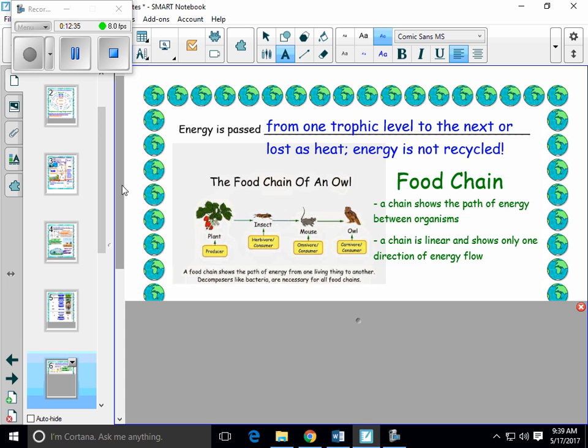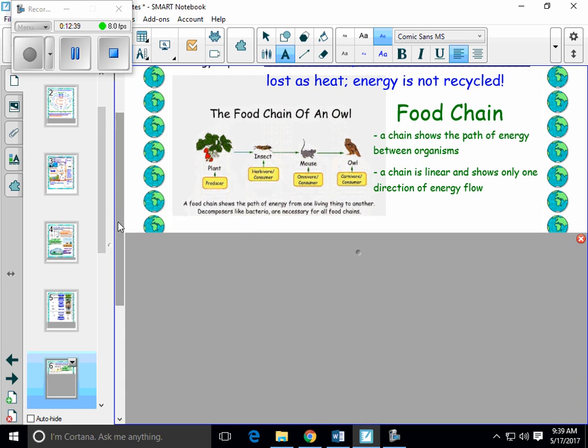We have to know the difference between a food chain and a food web. Now a chain is going to show the path of energy between organisms. So the plant has energy, then it goes to the insect, then it goes to the mouse, then it goes to the owl. You'll notice that this food chain is very linear. It's in a straight line, and it shows you the direction of only one path of energy flow, from here to here to here to here, and that's it.